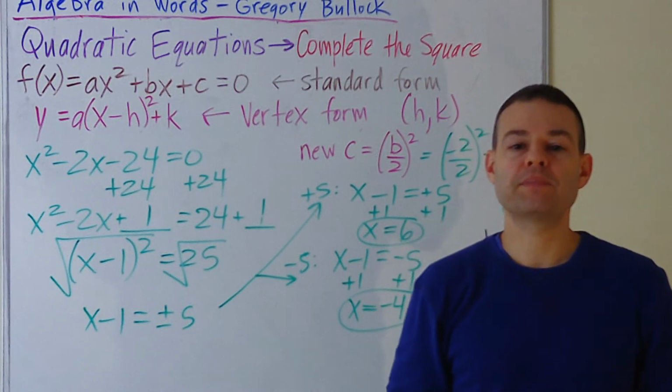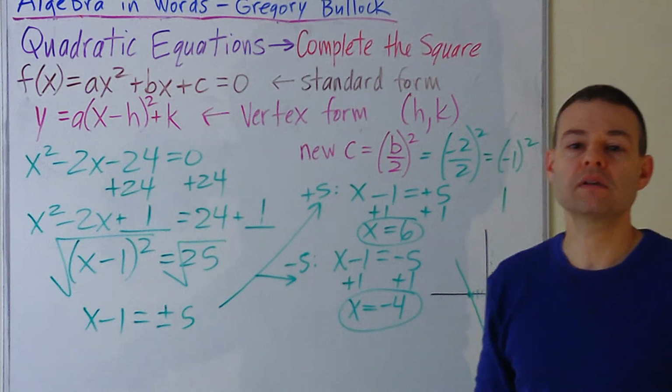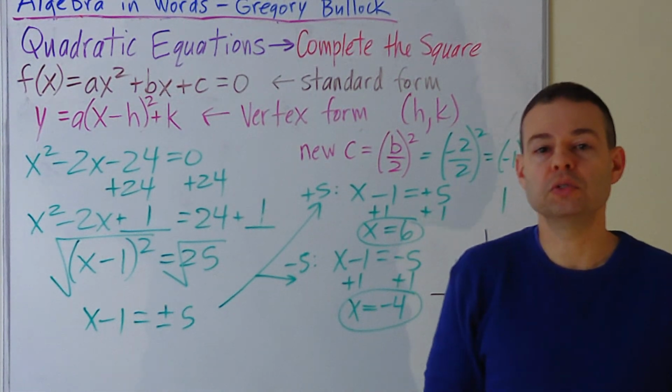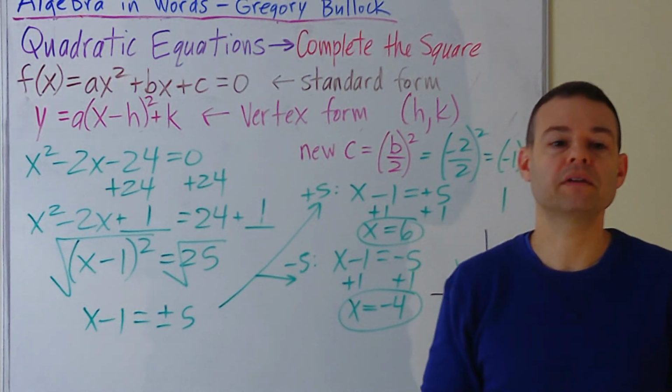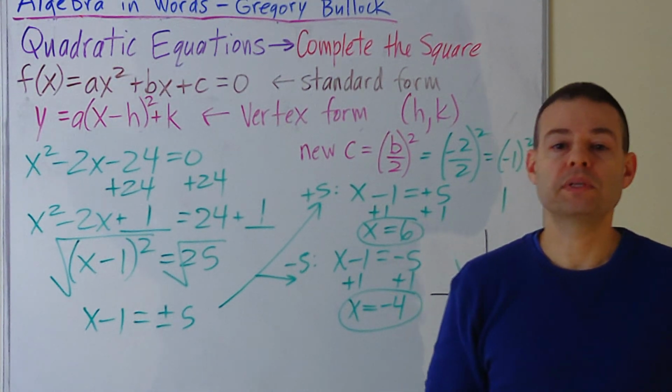And then we break up the equation into two equations, one for a plus, one for a minus. And then we just solve for x in both, and they're the solutions or the x-intercepts. From there, we can plot them and then go from there. So anyway, that's the complete the square method.